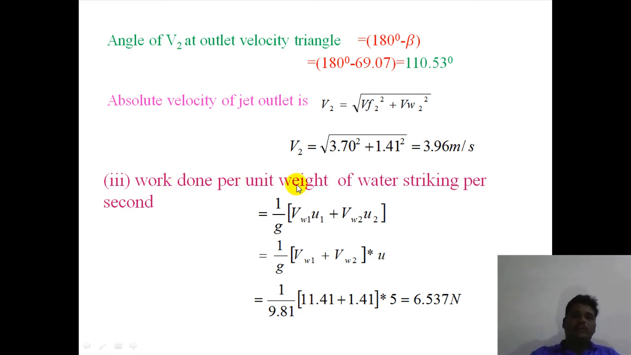Next, the work done per second per unit weight of water per second is equal to 1 by g times (VW1 U1 plus VW2 U2). It is equal to 1 by g times (VW1 plus VW2) multiplied by U, where U1 and U2 are the same and remain constant. That is 1 divided by 9.81, VW1 is 11.41 and VW2 is 1.41, multiplied by the velocity 5, as U1 and U2 are equal to 5. That remains 6.537 Newton-meter. That is the work done per unit weight of striking water per second.